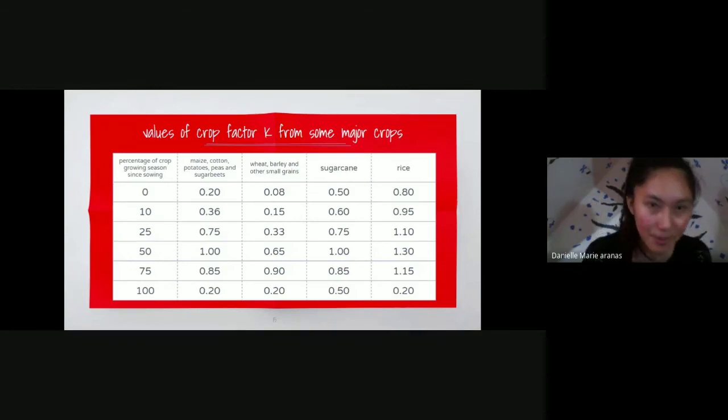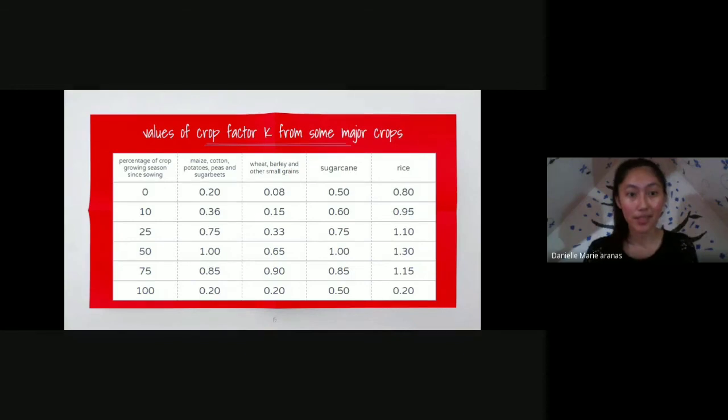I have here a table of values of crop factor K for some major crops. We have here the percentage of crop growing season for maize, cotton, potatoes, peas, and sugar beets. In the next column, we have here the wheat, barley, and other small grains, the sugarcane, and rice.